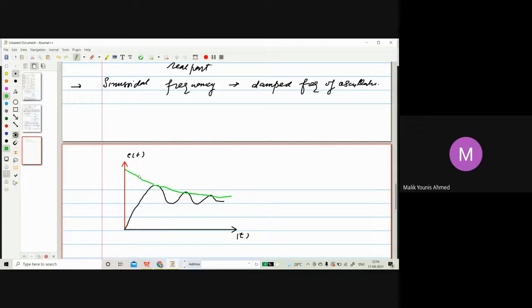Now this exponential decay here, who is responsible? The real part, real pole. Exponential decay will be generated by the real part of the complex pole pair. So it has to be remembered forever.